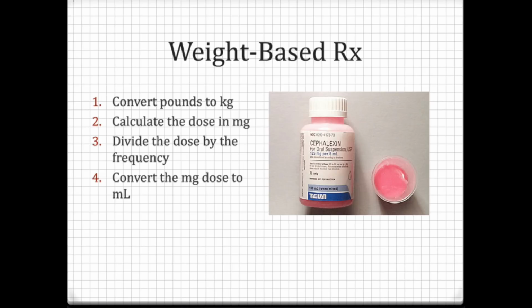These are the 4 big steps for weight-based medications, and this applies to either peds or adults who require a weight-based prescription. Step 1 is to convert the patient's weight in pounds to kilograms. Next, calculate the dose in milligrams. That's our daily dose. Then divide the daily dose by the frequency, such as 2 if you want the patient to take the medication twice daily. And lastly, you need to convert the milligram dose to milliliters since we are working with a liquid medication and have to measure it out. Let's try it for our 44-pound baby with impetigo.